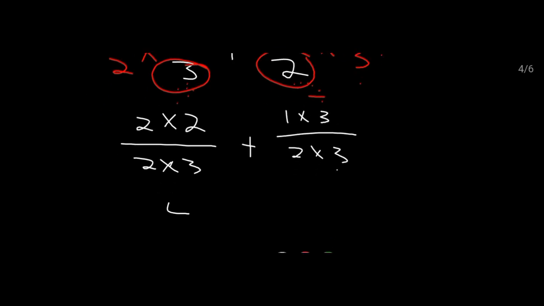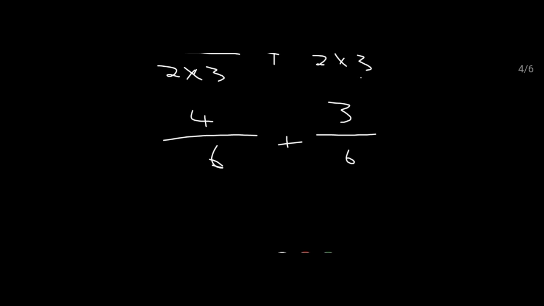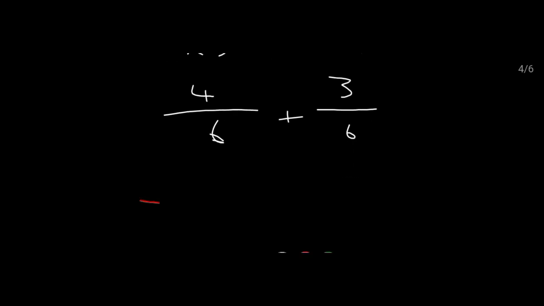So 2 multiplied by 2 gives 4, and then 2 multiplied by 3 gives 6. Plus 1 multiplied by 3 gets 3, 2 multiplied by 3 gets 6. Just by doing that, we now have a common denominator. Because with a common denominator, this means we can easily add those fractions.